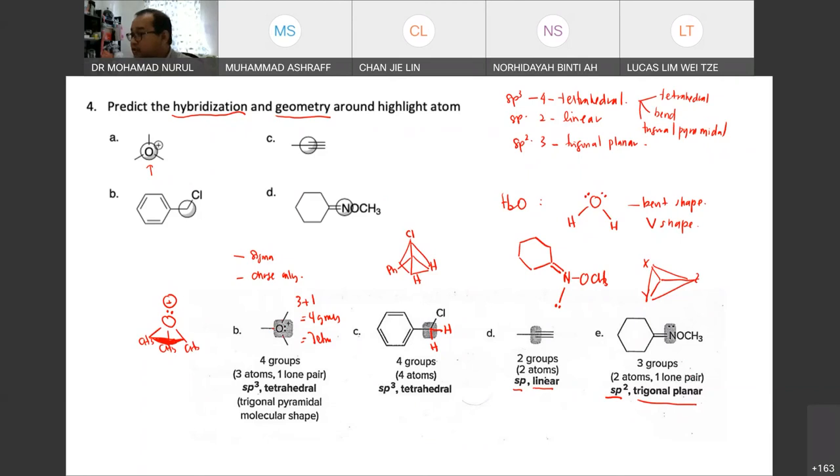The last one. Yeah. This one? Because last time, when we were learning, if there are two groups and one lone pair, we will classify it as a bent shape from our syllabus. I guess you confused it with the table, right? Summarize table. Yes. Okay. Be careful with that one.